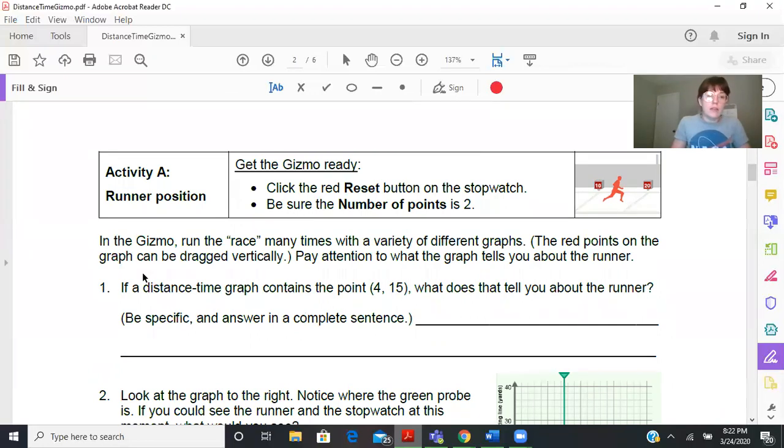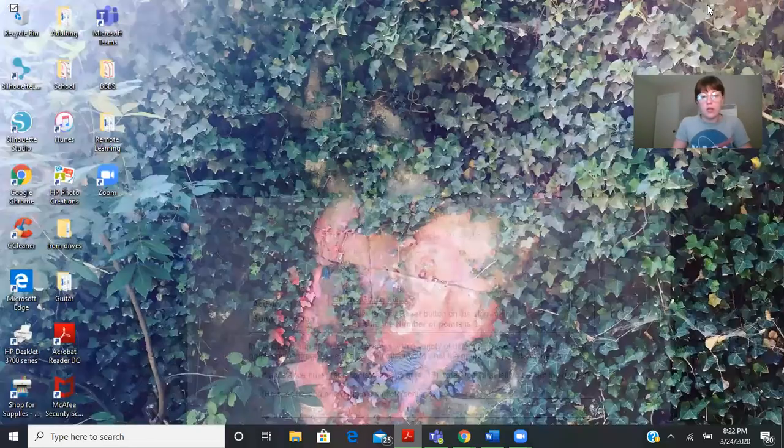Okay. In the gizmo, use run the race many times with a variety of different graphs. The red points on the graph can be dragged vertically. Pay attention to what the graph tells you about the runner. So if a distance-time graph contains the point (4, 15), what does that tell you about the runner? And be specific, answering in complete sentences. We are in 6th grade, we should be able to answer in complete sentences, if it decides it wants to open.